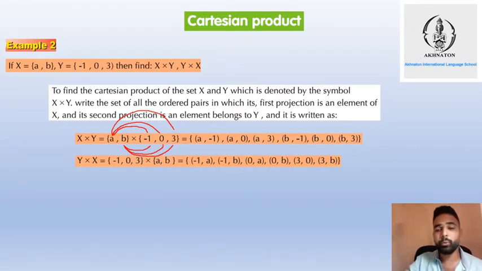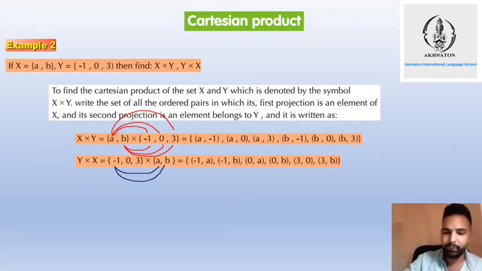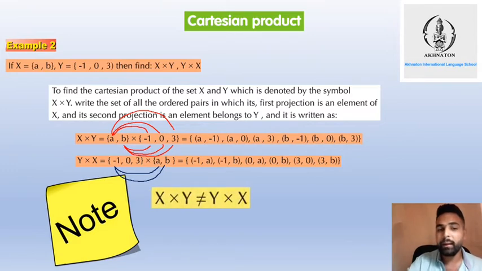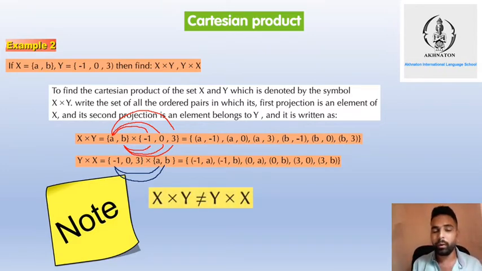To find y product x, we'll write y first. So I'll write {-1, 0, 3} product {a, b}. And to find the product, we distribute -1 among a, then -1 with b. Okay, so it will be (-1, a), then (-1, b). Then I will distribute 0 with a, then 0 with b, then 3 with a, and 3 with b. And you can note that x product y is not equal to y product x.